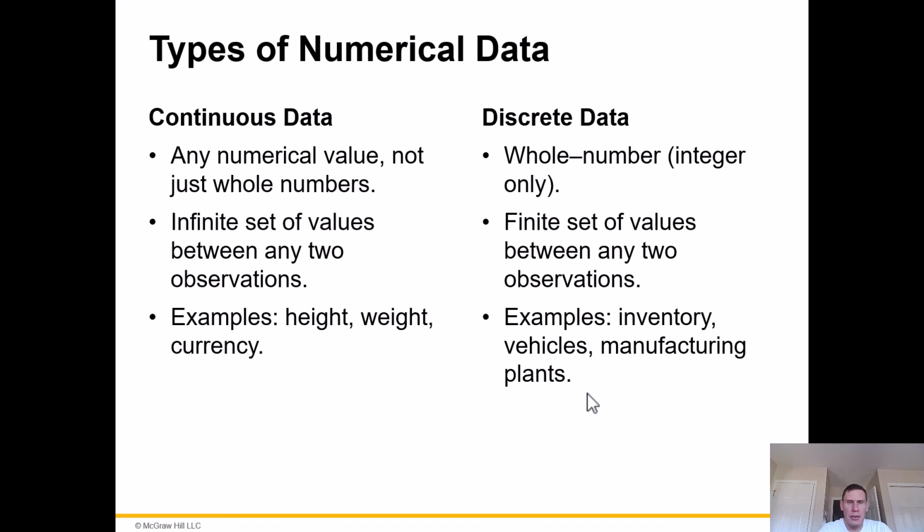Types of numerical data: continuous versus discrete. Continuous data can be any numerical value, not just whole numbers. So really there's an infinite set of values between any two observations, right? Just like how far down into the weeds do you want to get? How much do you want to zoom in, if you will? Examples could be height, weight, and currency. Discrete data are whole numbers, so integers only. We have a finite set of values between any two observations. Examples could be inventory, vehicles, or manufacturing plants.